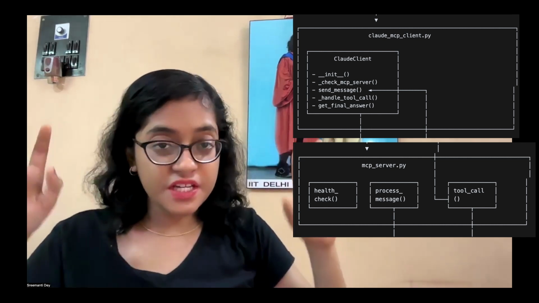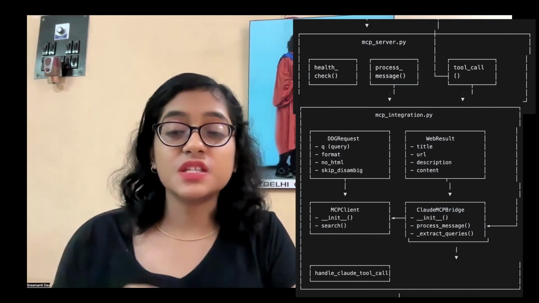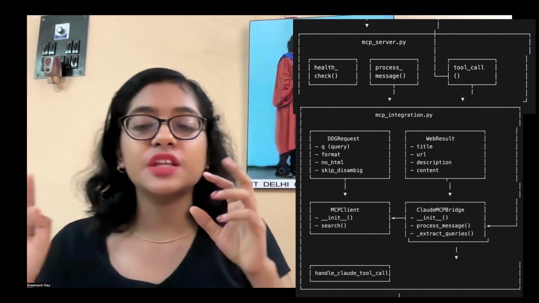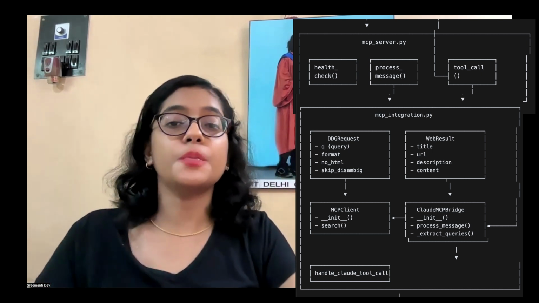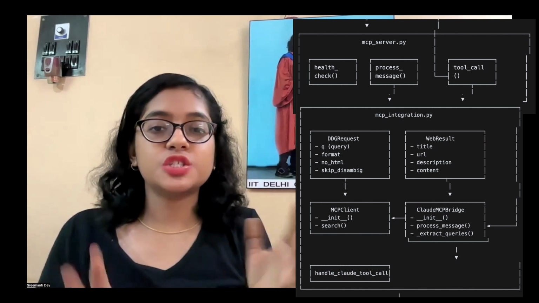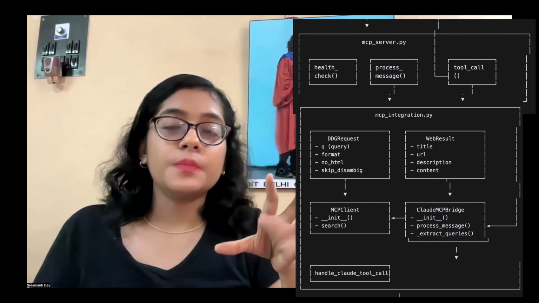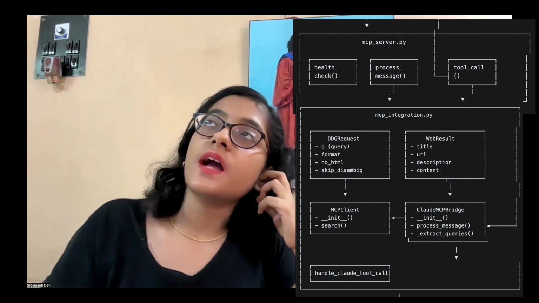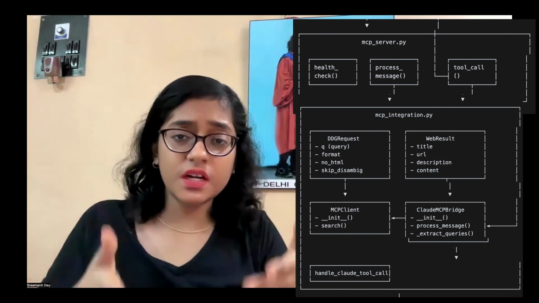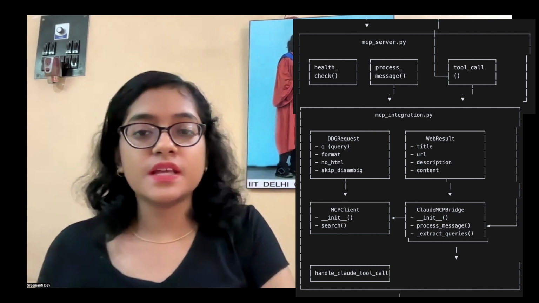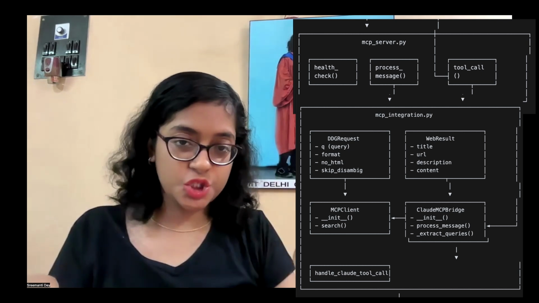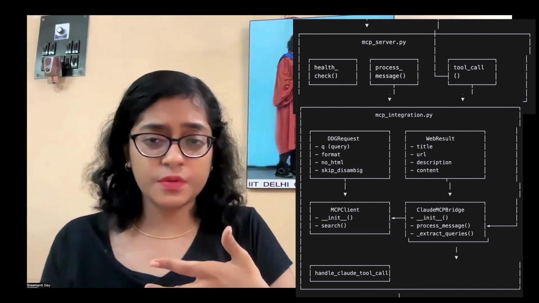And then the MCP integration has the DuckDuckGo request and the web result. The DuckDuckGo request is going to be making a call to the MCP client, and the web result is going to be making a call to the MCP Claude bridge. We'll need the bridge. Why? Because basically you need to extract queries from the query that you're giving. Suppose I'm saying I want to know about quantum computers. Here the Claude MCP bridge will do extract queries, which is going to process the message, like the message that I'm giving, I want to know about quantum computers.